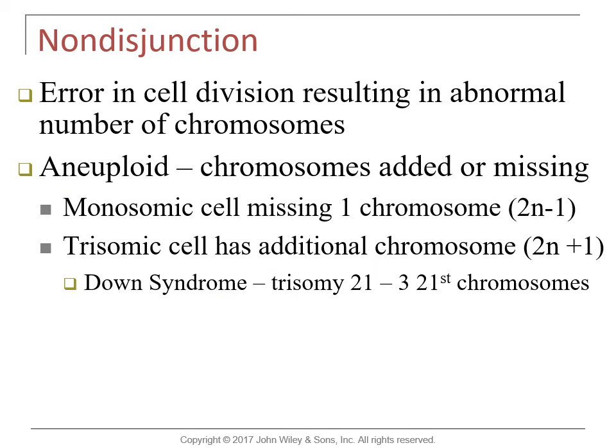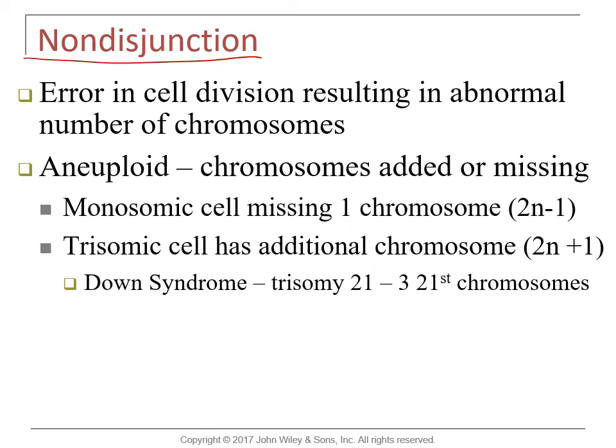Occasionally an error in cell division, called non-disjunction, occurs. Non-disjunction results in an abnormal number of chromosomes. In this situation, homologous chromosomes during meiosis 1, or sister chromatids during anaphase of mitosis or meiosis 2, fail to separate properly. That's when we have non-disjunction.